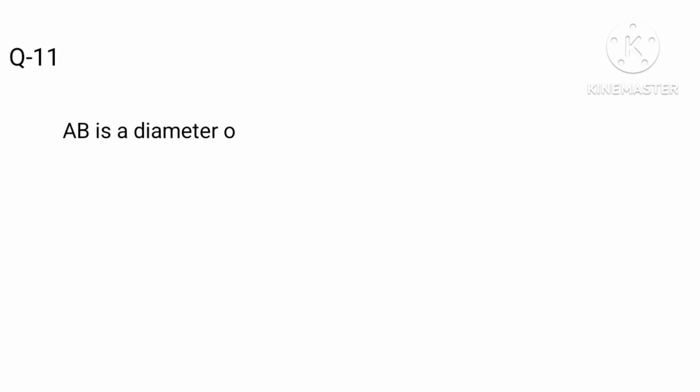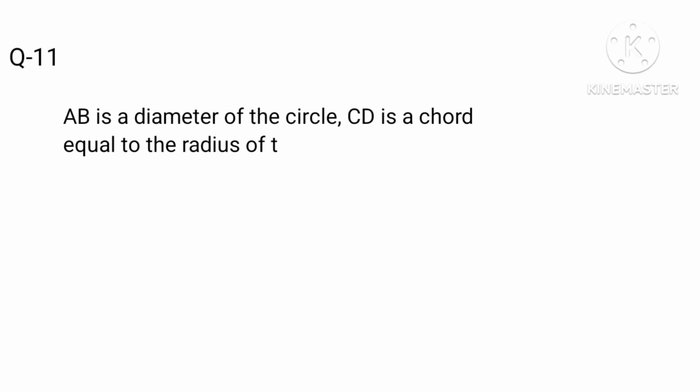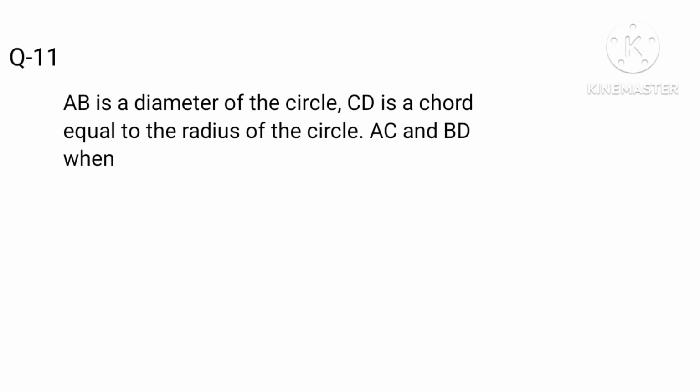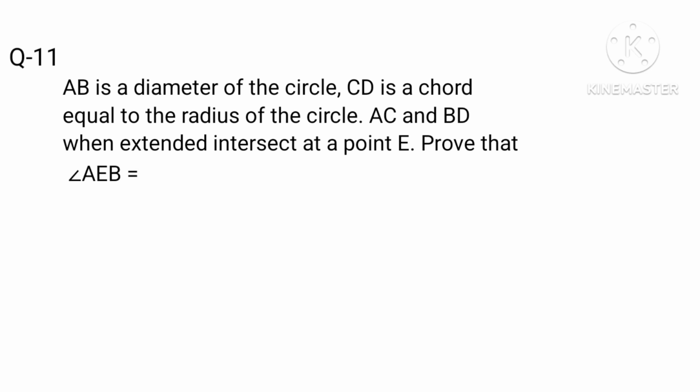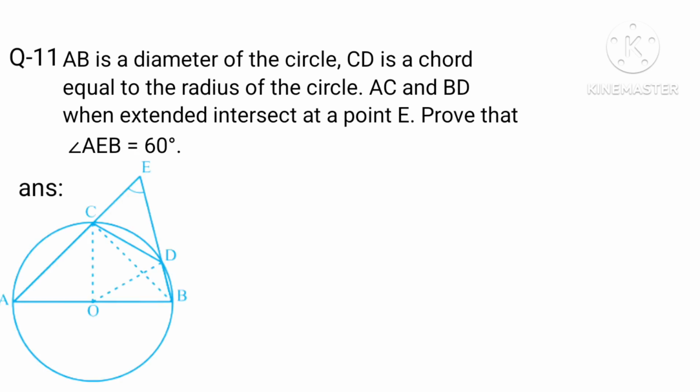AB is the diameter of the circle. CD is a chord equal to the radius of the circle. AC and BD when extended intersect at a point E. Prove that angle AEB equals 60 degrees. We have to prove angle AEB equals 60 degrees.